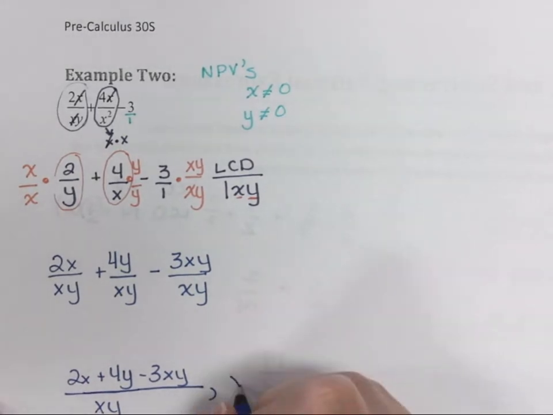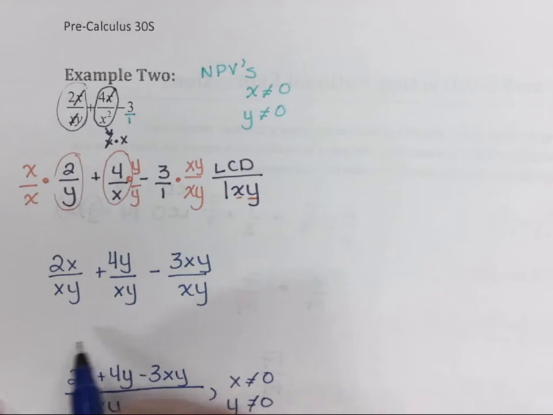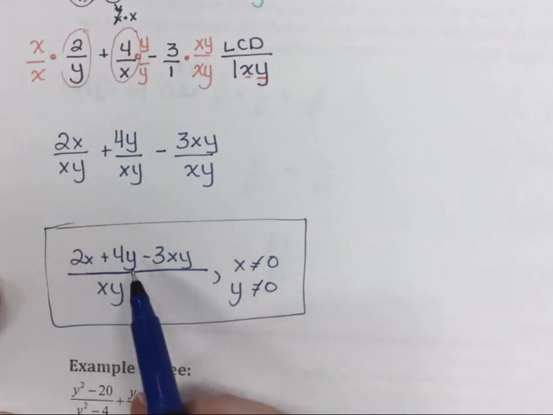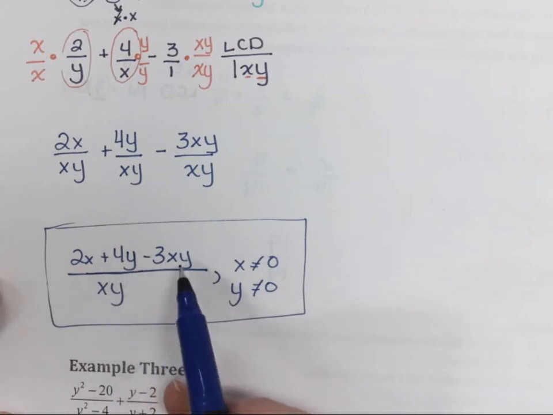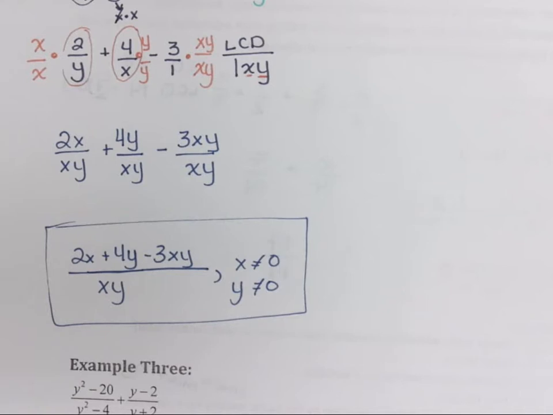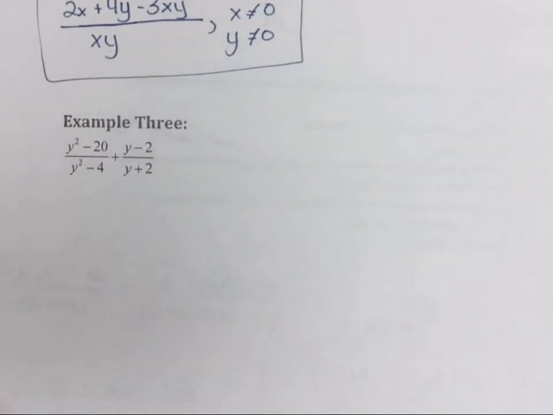Where x cannot equal 0 and y cannot equal 0. And that is my answer, because I can't combine any of these terms. We good? Yes. Okay, thanks, Sander. I appreciate that.